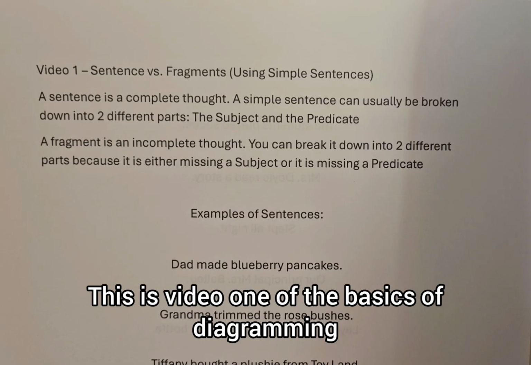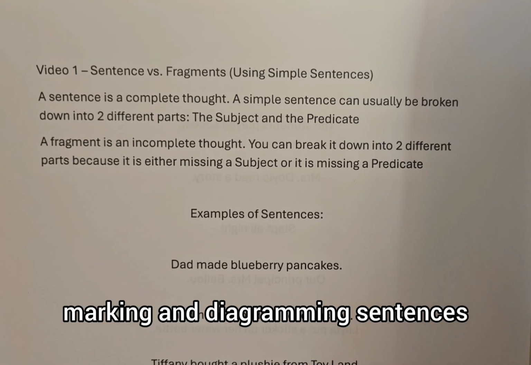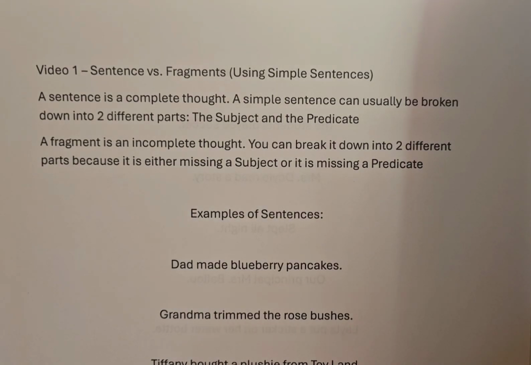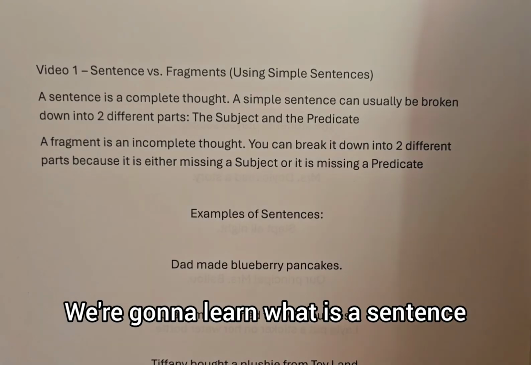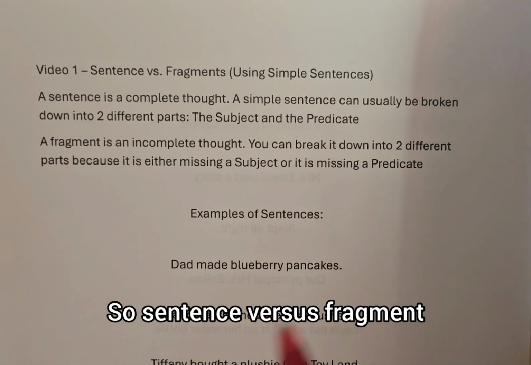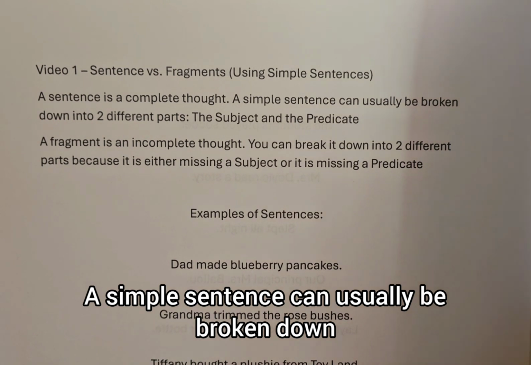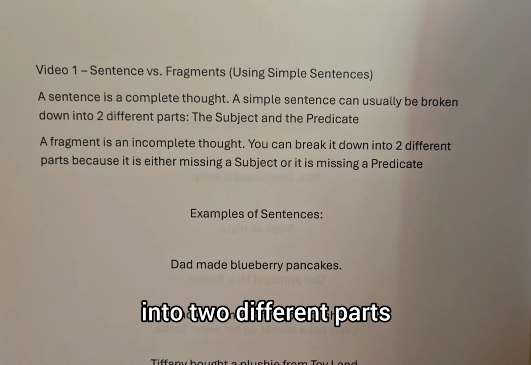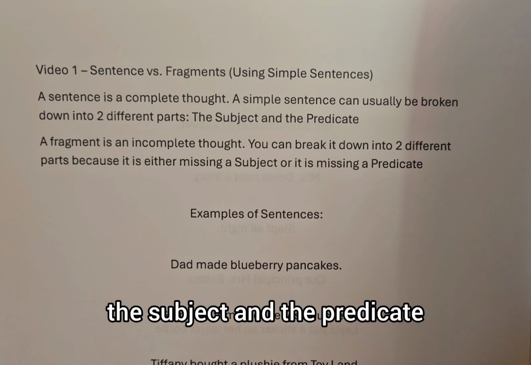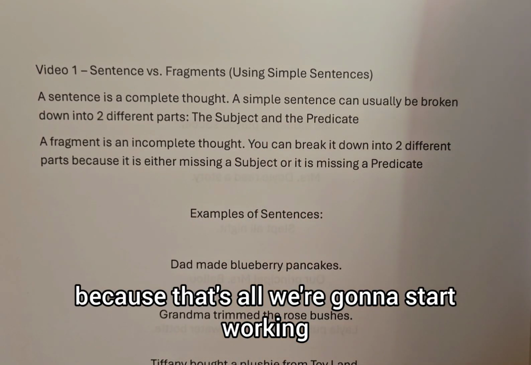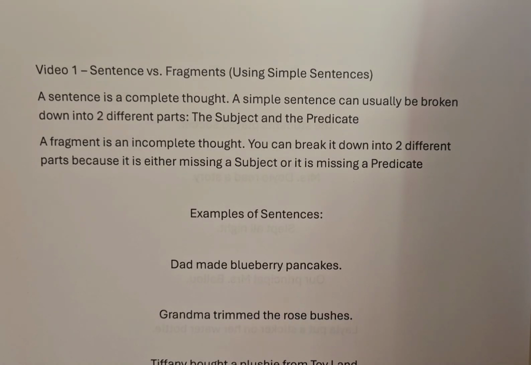This is video 1 of the basics of diagramming, marking and diagramming sentences. Today we're not going to diagram any sentences, we're going to learn what is a sentence. So, sentence versus fragment. A sentence is a complete thought. A simple sentence can usually be broken down into two different parts, the subject and the predicate. And I specified simple sentence because that's all we're going to start working with at first, okay? Simple sentences.